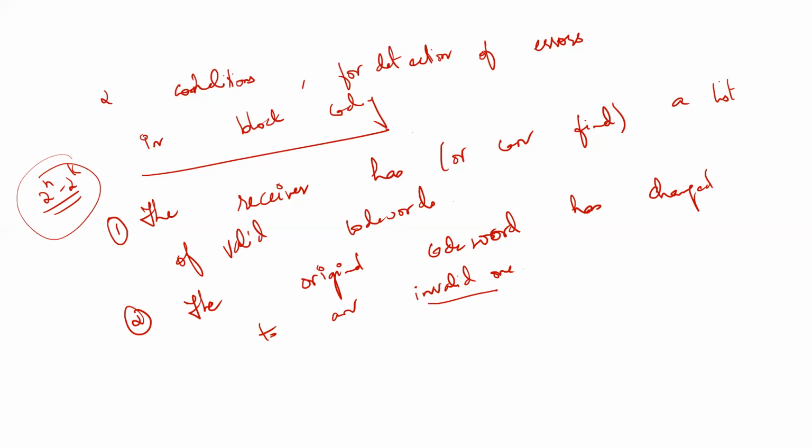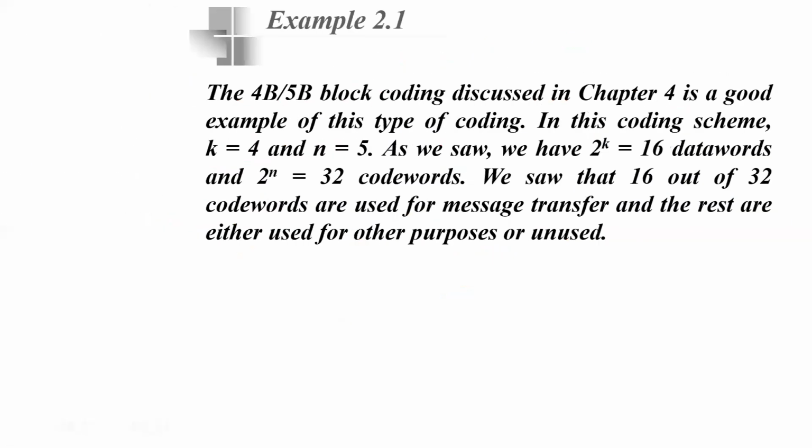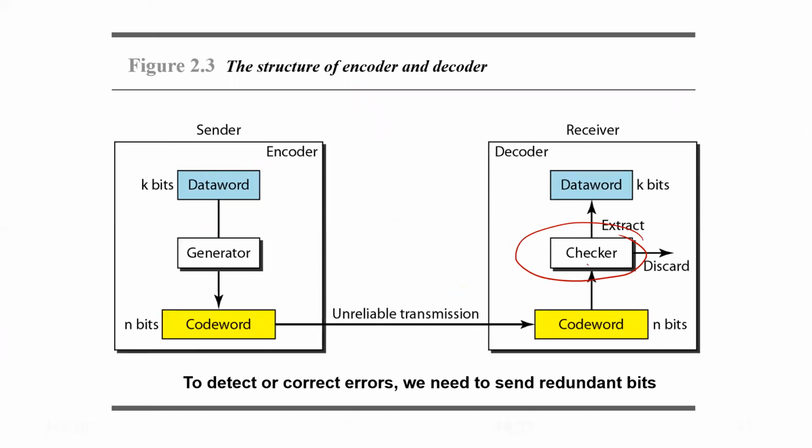Now, in the same diagram actually, I'll just change one thing to show how the error is detected. The sender is encoding a k-bit data word, generating a code and adding it to form the code word, and there is an unreliable transmission. Now in this case, the code word, which is n bits, is checked by the checker and discarded, and the correct data word is extracted. So this is the detection process.